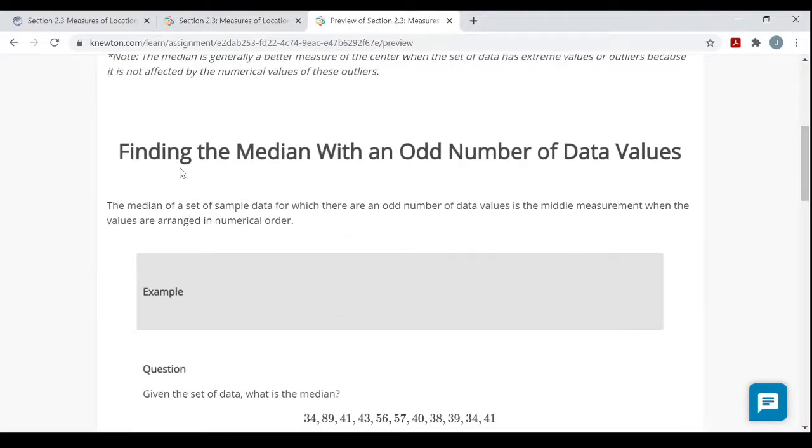So how do I find the median of a data set? They break it up into two cases. Finding the median with an odd number of data values, so if you have 7 values, 15 values, 19 values, some odd number, not 12. The median of a set of sample data for which there are an odd number of data values is the middle measurement when the values are arranged in numerical order. That is the key. They have to be arranged in order from least to greatest.